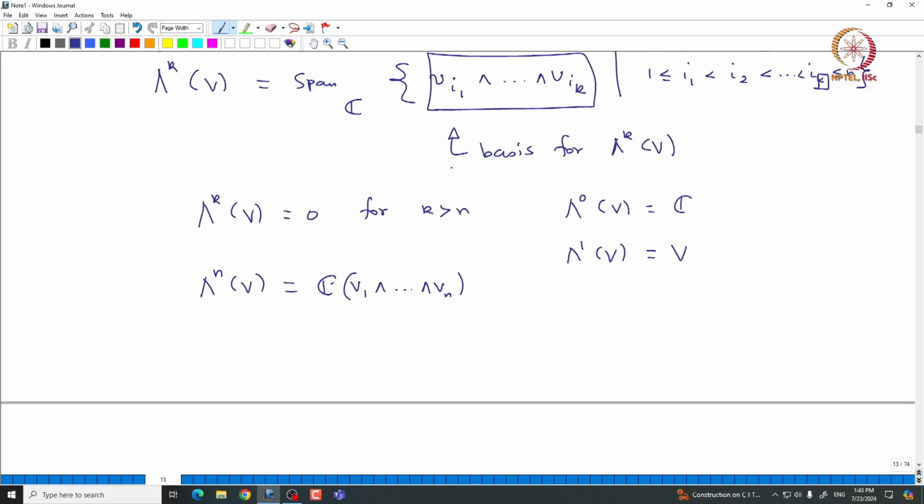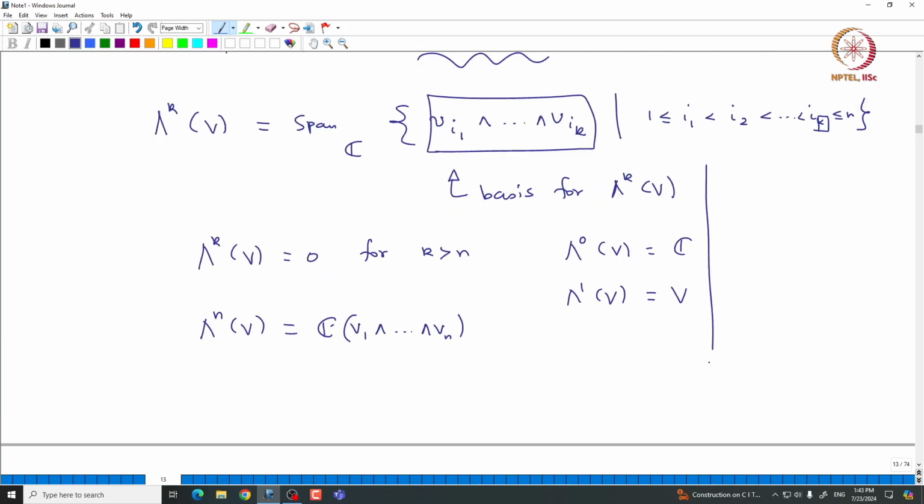And now since this is the basis of lambda k of V, it is easy to see that the dimension of lambda k of V is just the binomial coefficient n choose k, because you are choosing k distinct elements from the given 1 to n. That is why it is a binomial coefficient.